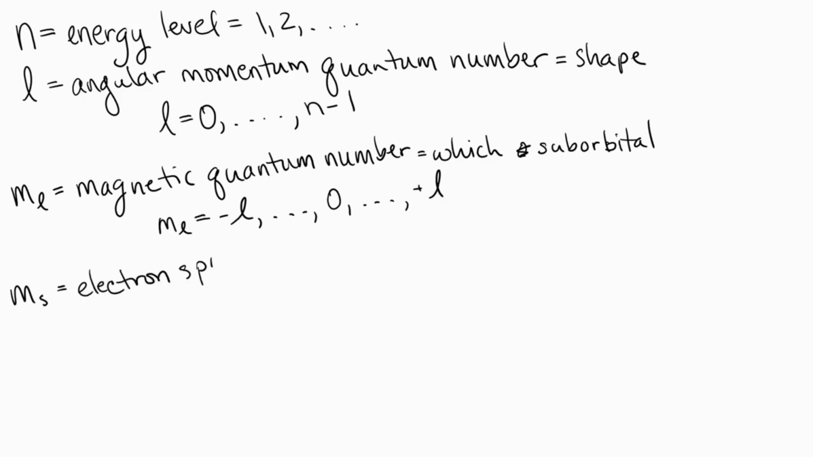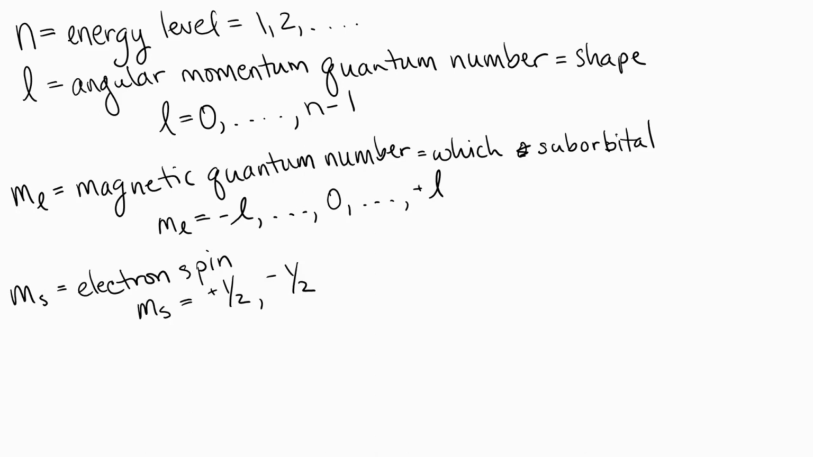Lastly is going to be our spin, or electron spin. This is a value that's assigned to just help us distinguish between two electrons. And our options are pretty limited. It's either going to be positive 1/2 or negative 1/2.